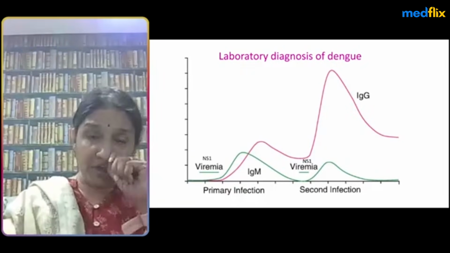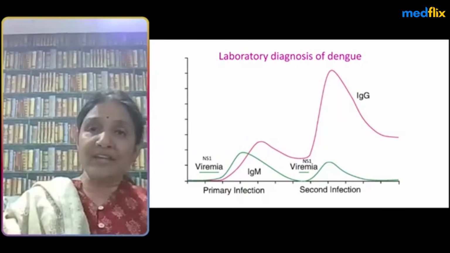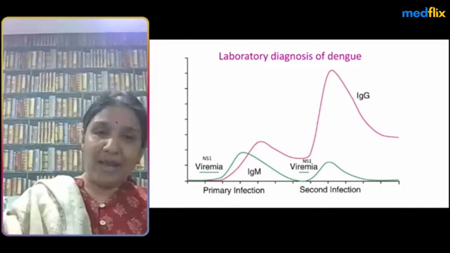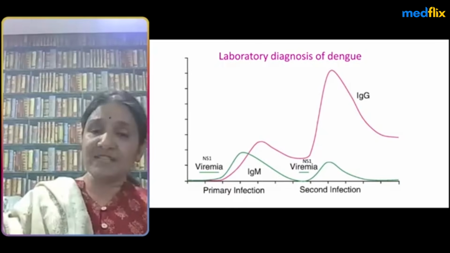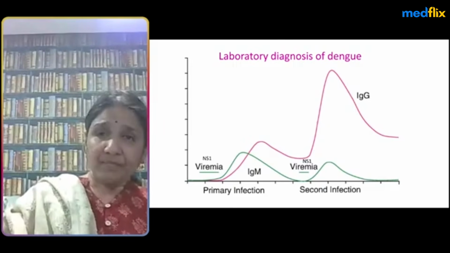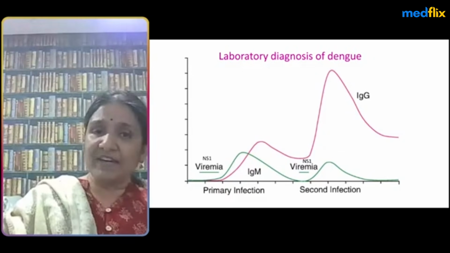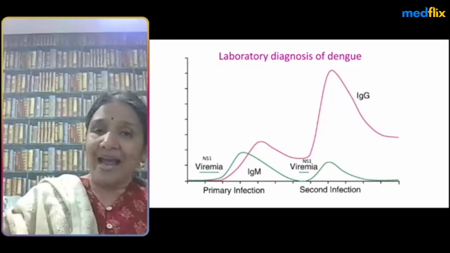Now, I wanted to show you this diagram, because you all know that in dengue there are two types of infection: primary infection and secondary infection. Secondary infection is when it happens with a different serotype of the dengue virus. Now, this is what happens in primary infection, that you have the viremia which lasts for a longer time. This is when the NS1 antigen is detectable. And then you have the IgM response, which is in green. And then the pink is the IgG response.